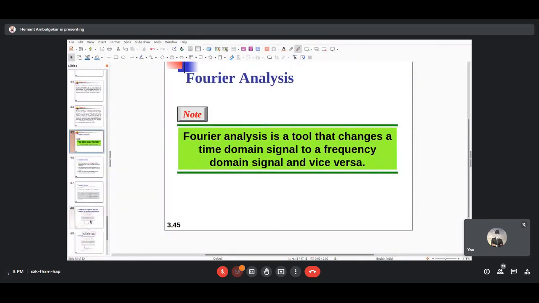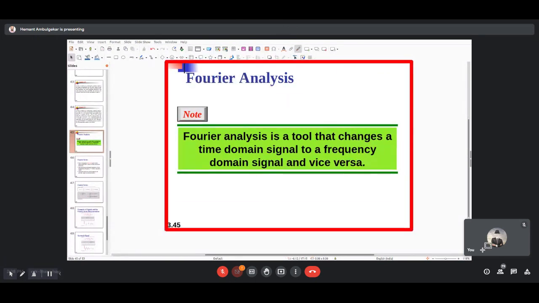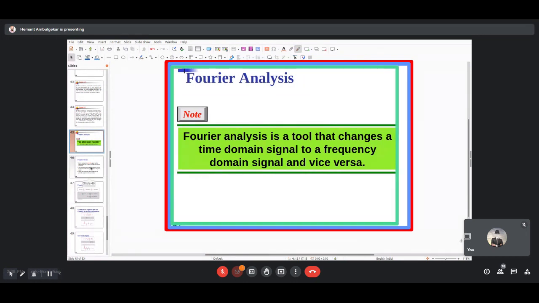Now the Fourier analysis. I mean, whether this is included in our syllabus or not. Check Fourier analysis. I think Fourier analysis is not mentioned in the syllabus. Anyway, what will you do? I will just give an introduction of Fourier analysis.